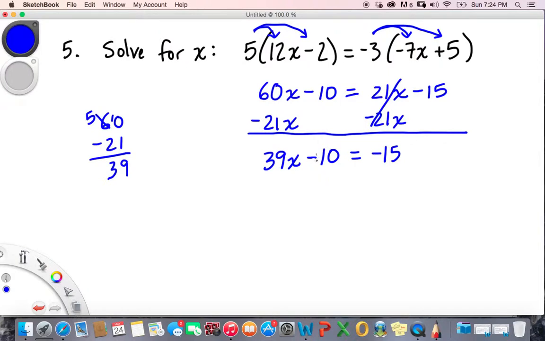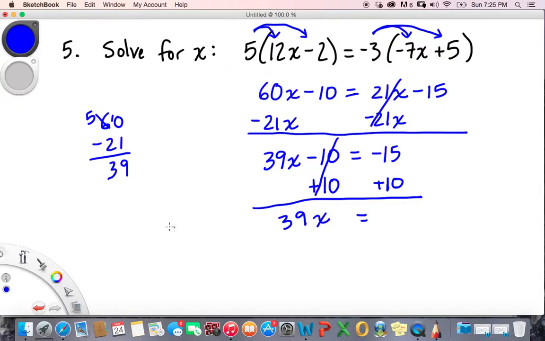Okay, so 39x minus 10 equals negative 15. At this point, we need to continue working. I need to cancel out the minus 10 here on this left-hand side, and since I've got an equation now with x's on one side, I want to add 10 to both sides. That cancels out the minus 10. So I have 39x equals negative 15 plus 10.